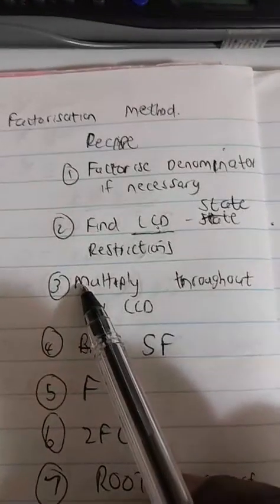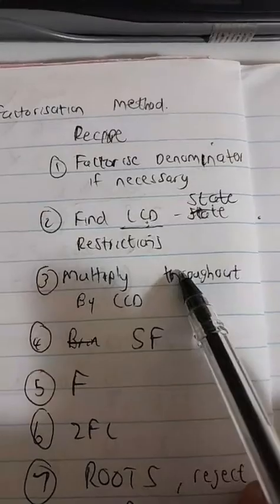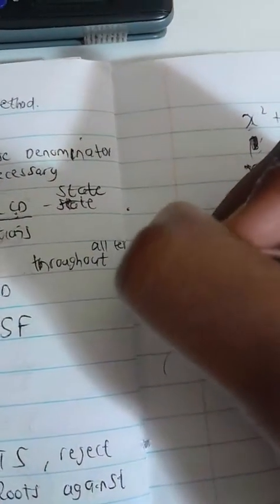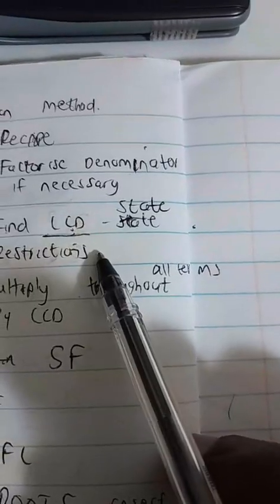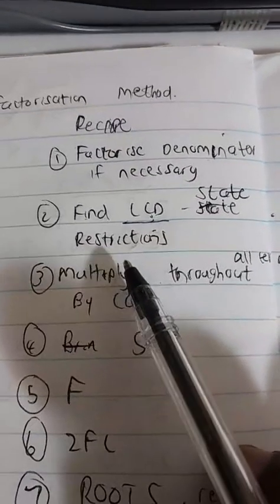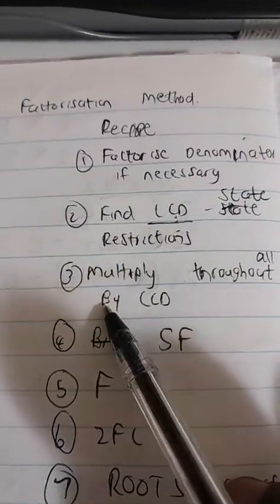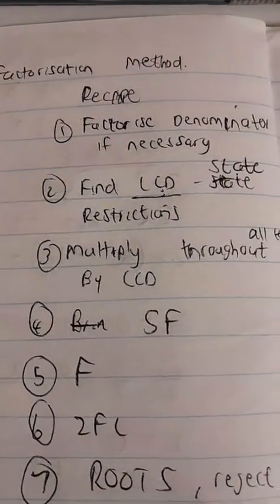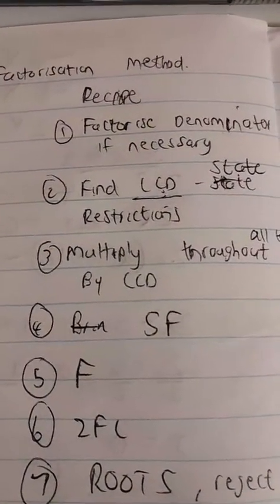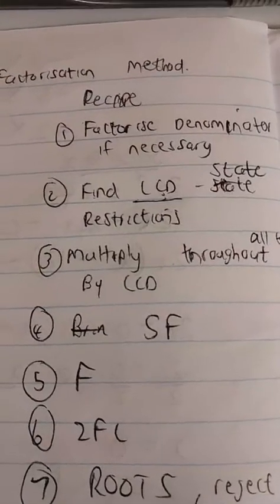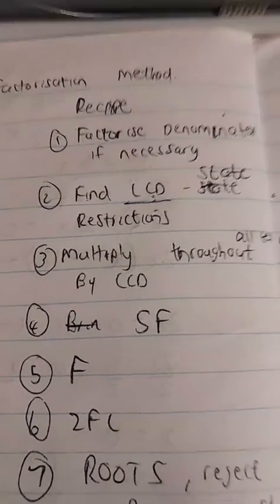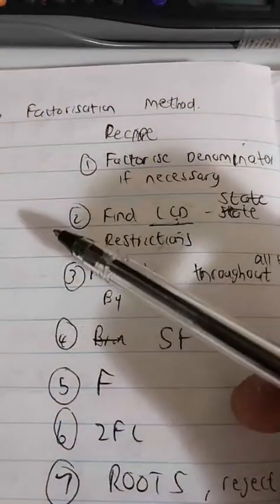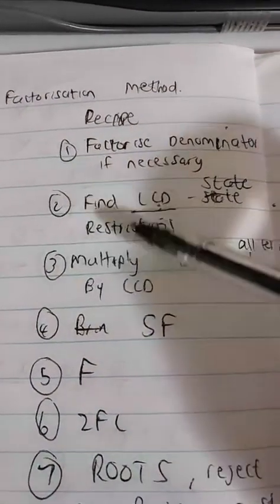Step 3: you multiply throughout all terms by the LCD, after finding the LCD and stating the restriction. Okay, we'll look at it. Don't worry. When we do the specific examples, I'm going to recap on these steps as I do each problem so that you understand what I mean.